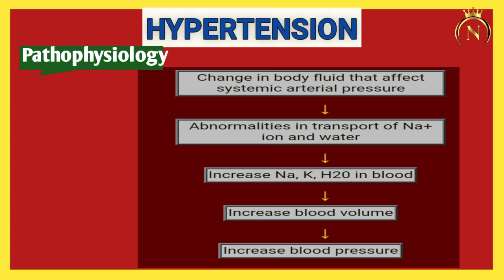First is the change in body fluid that affects the systemic arterial pressure. If the body fluid is increasing in our body, that will affect our arteries, so the arterial pressure will be increasing. Next is the abnormalities in transport of potassium, iron and water.